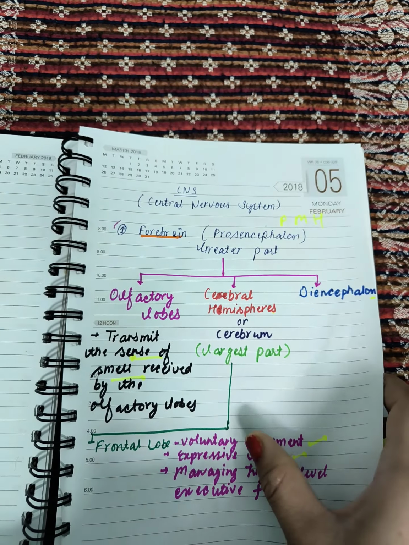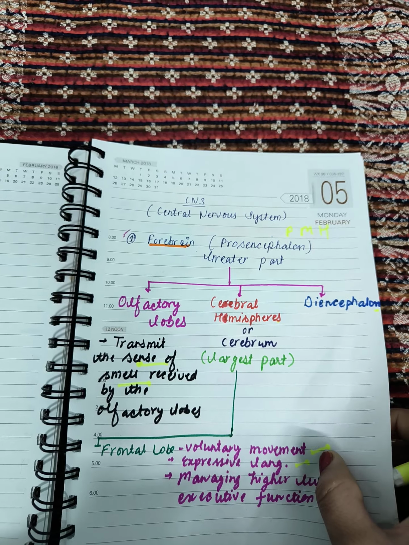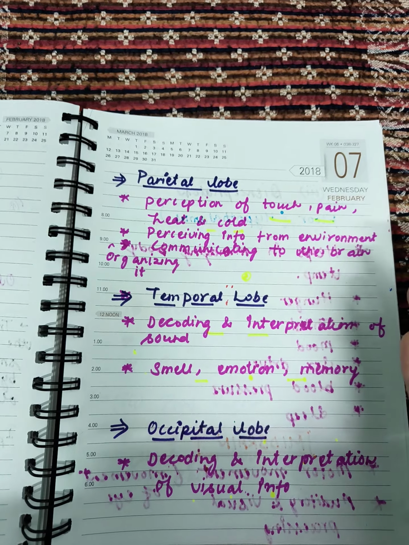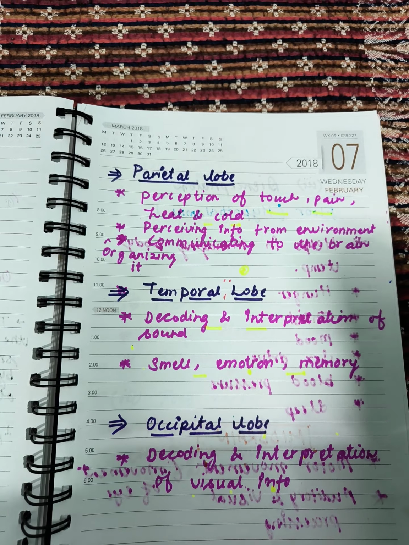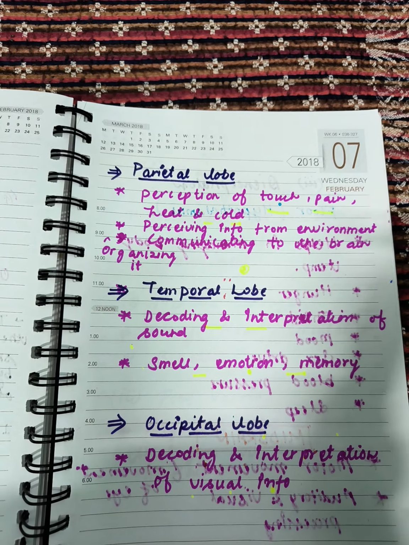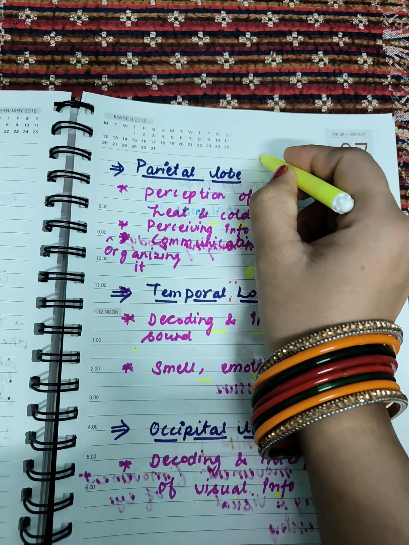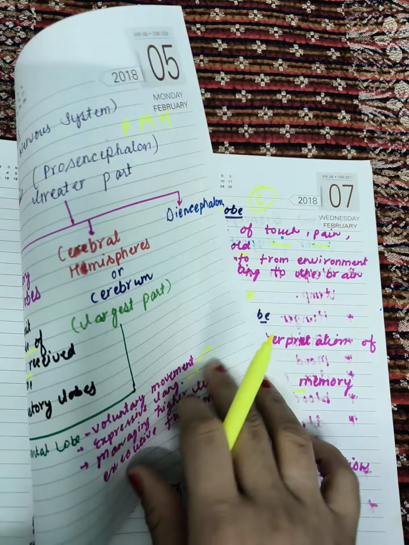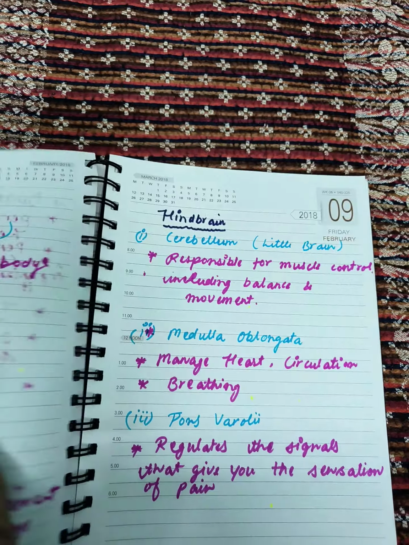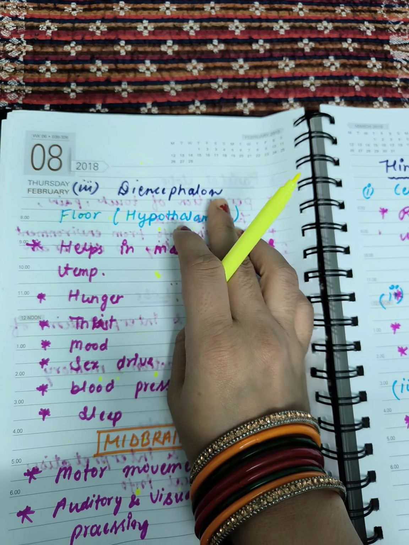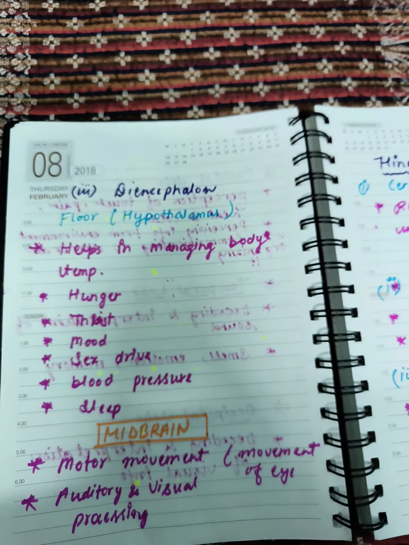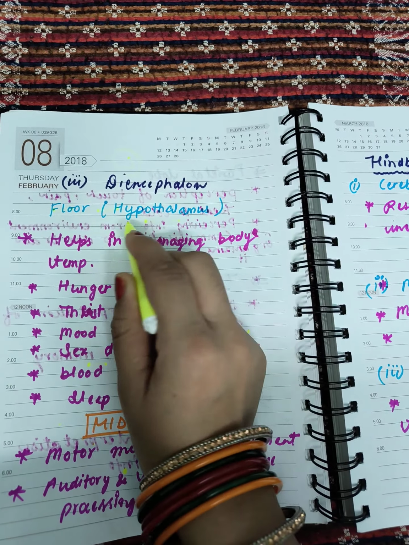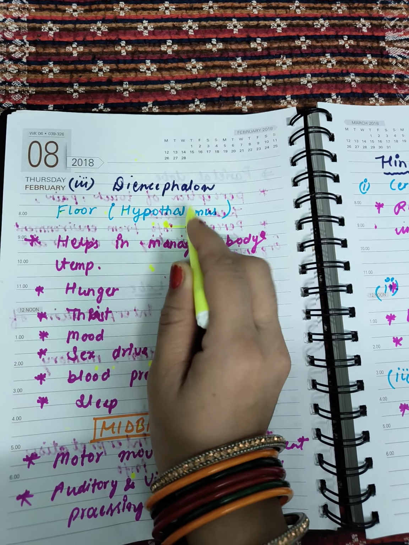And the functions of the cerebrum are voluntary movement control, expressive language, perception of touch, heat, cold, sound decoding, visual decoding, smell, emotions, and memory. These all the functions are done by the cerebrum, right? The third part is diencephalon. Diencephalon is the third part of the forebrain, and it consists of the hypothalamus.